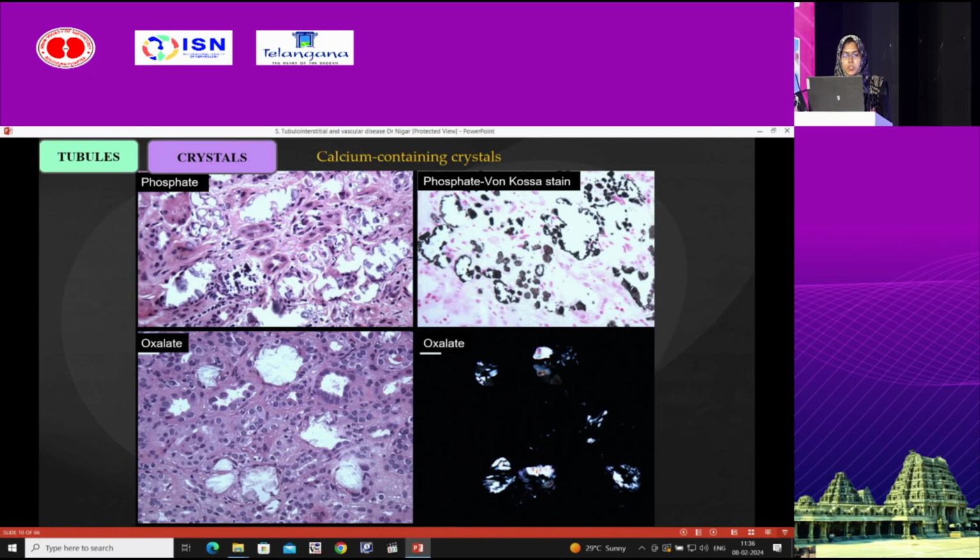The tubules can show certain calcium containing crystals like phosphates and oxalates. Phosphate crystals on H&E are basophilic and have a bluish purple appearance, and on von Kossa stain they take up a black color. The third image shows oxalate crystals which are translucent and they are strongly birefringent under the polarized light.